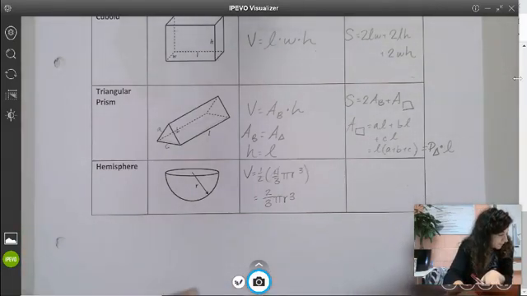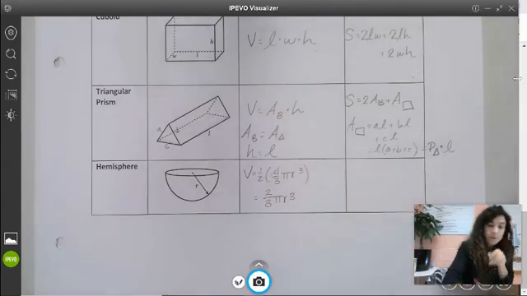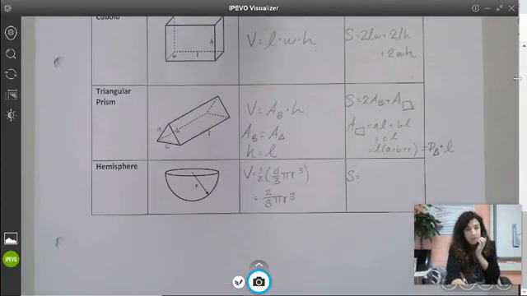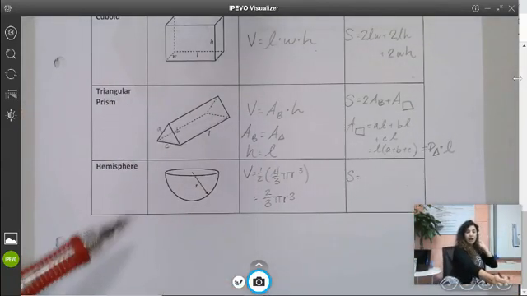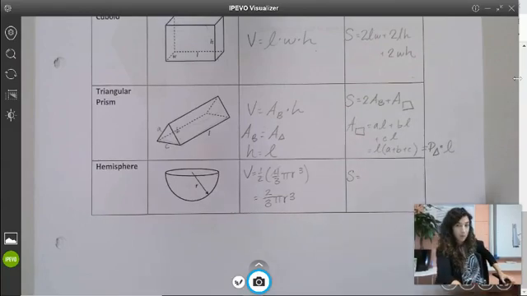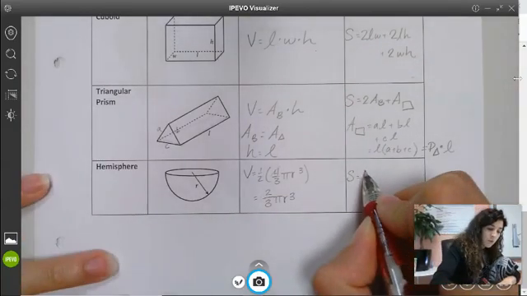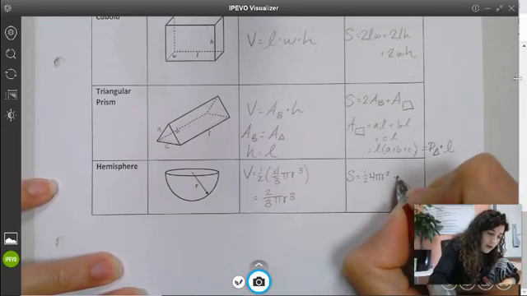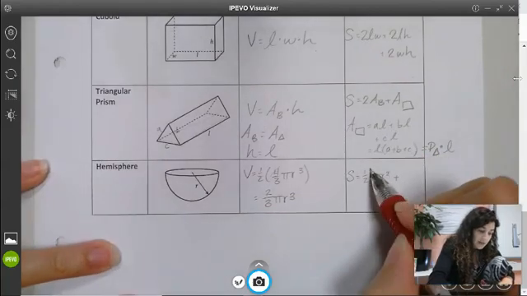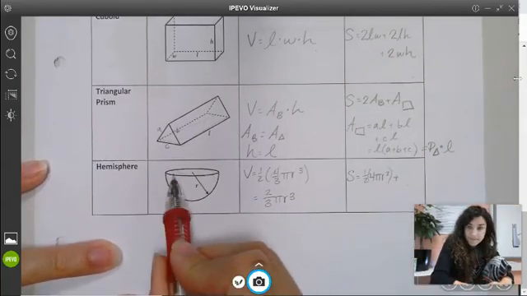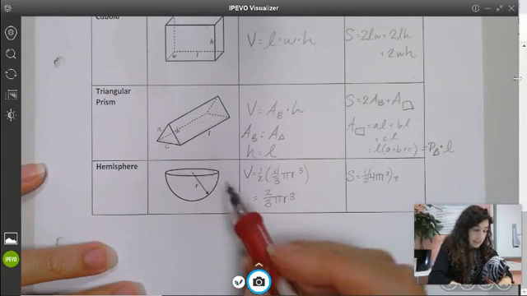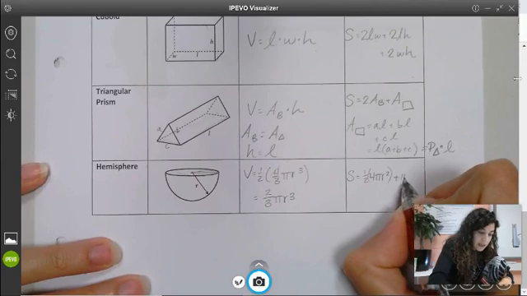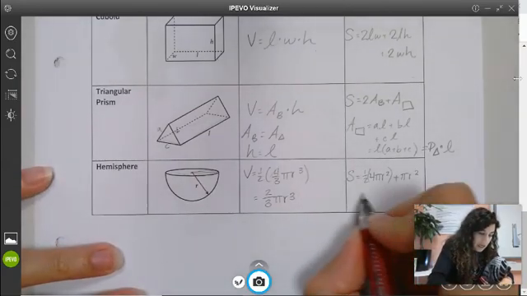The surface area of a hemisphere. We have cut the sphere in half, so we can take the surface area of a sphere and multiply it by a half. So that's going to be 1/2 times 4 pi r squared. But also realize that we've now added this circle right here. And this circle still has the same radius as the hemisphere. So it's going to be plus pi r squared.